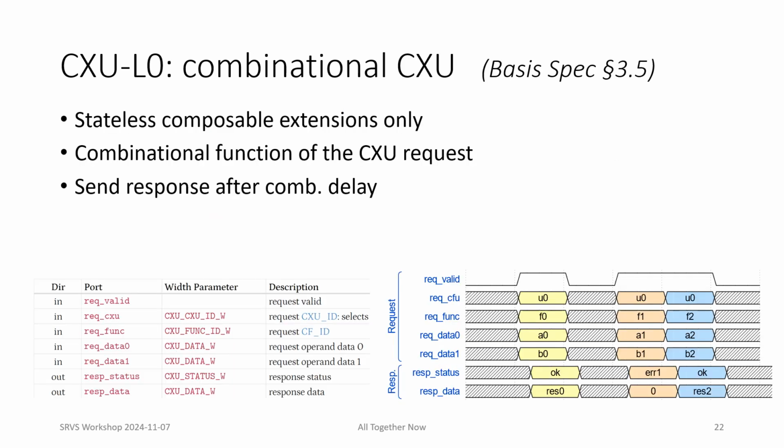Now we'll briefly consider some of the CFU feature levels with simple waveform examples. The first is CXU level 0, combinational CXUs, that supports only stateless extensions because there's no clock. It computes a combinational function of the request function and data, and it sends a response status and data after some delay.